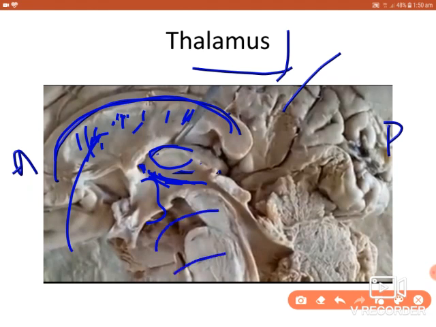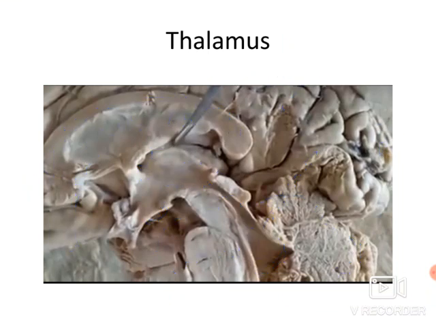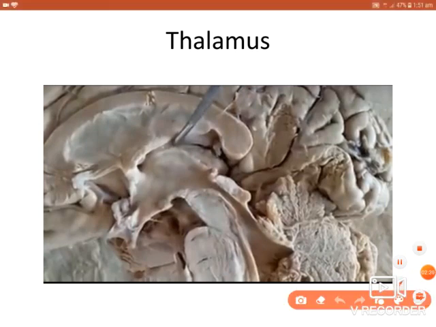So this is the midbrain, pons, and this is the cerebellum. Between the cerebellum and the pons there is a cavity. This is the fourth ventricle. The fourth ventricle communicates with the third ventricle through the cerebral aqueduct. This is the cerebral aqueduct. So the thalamus and hypothalamus are separated by the hypothalamic sulcus, which leads into the cerebral aqueduct.